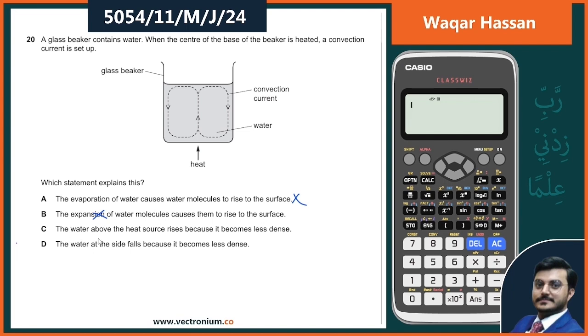Option C, the water above the heat source rises because it becomes less dense. Yes, it's correct, right? Option C is correct. But let's check option D. The water at the side falls because it becomes less dense. No, it's wrong. Because if water becomes less dense, it should rise, not fall. So option C is correct.